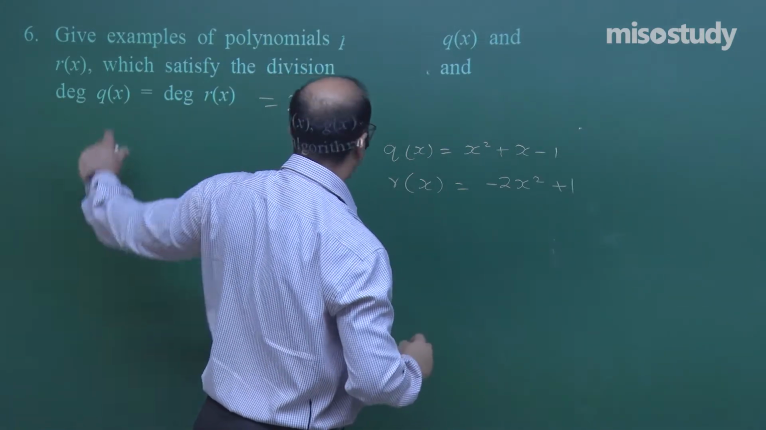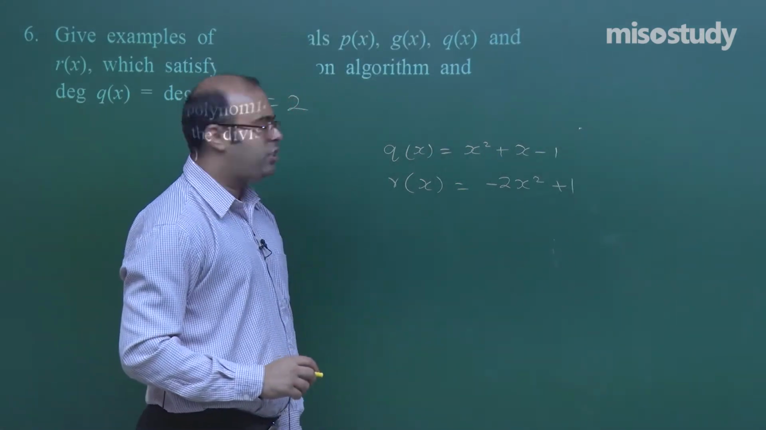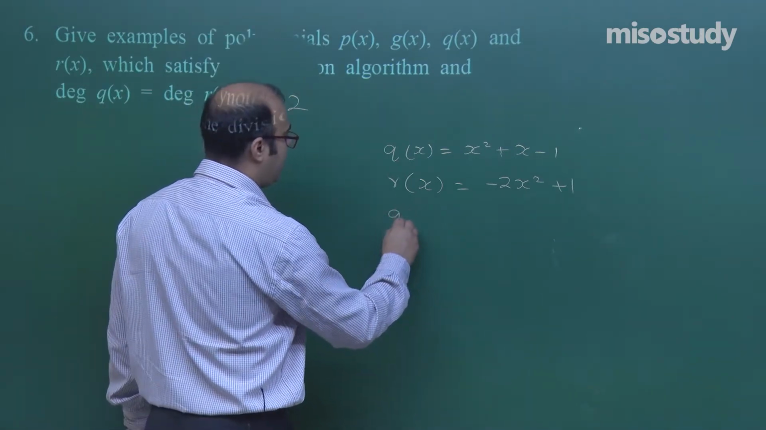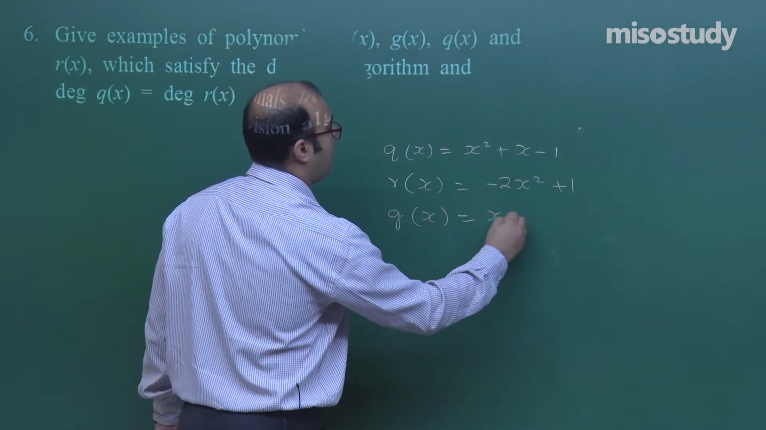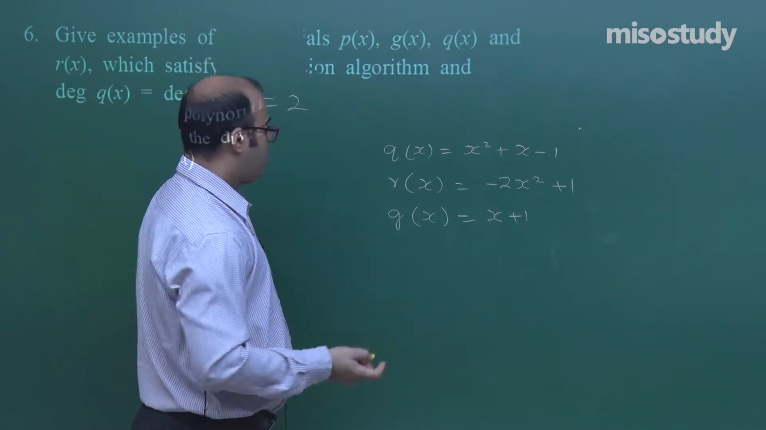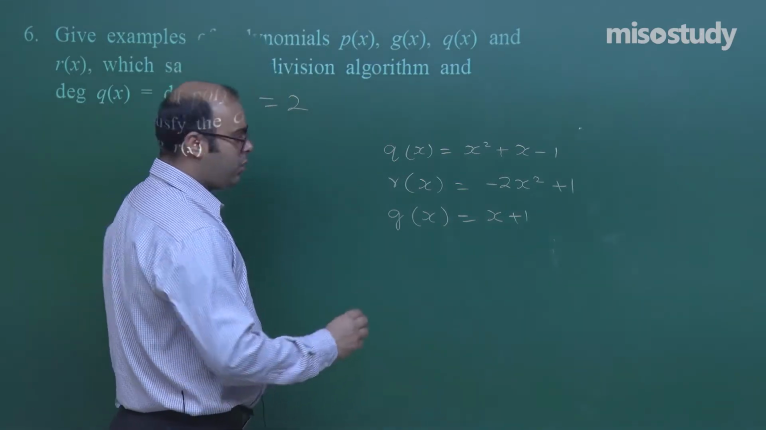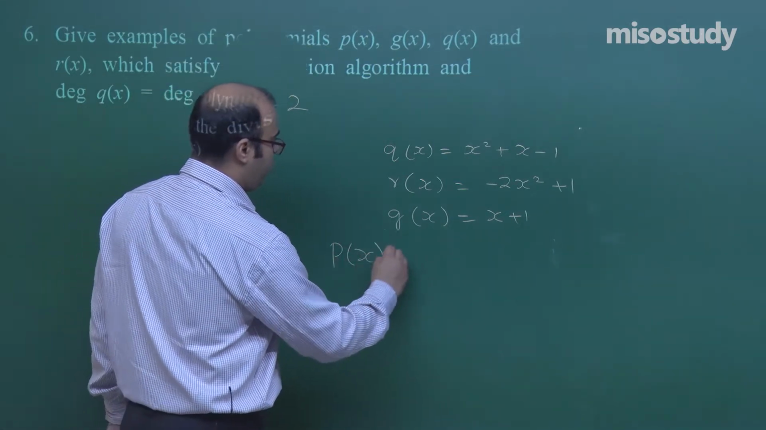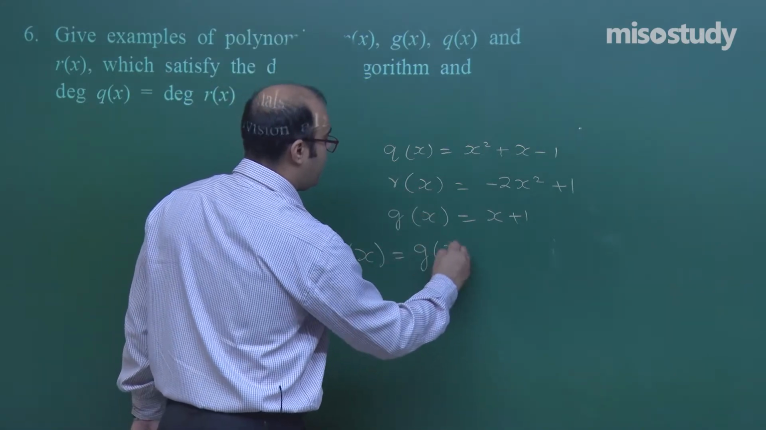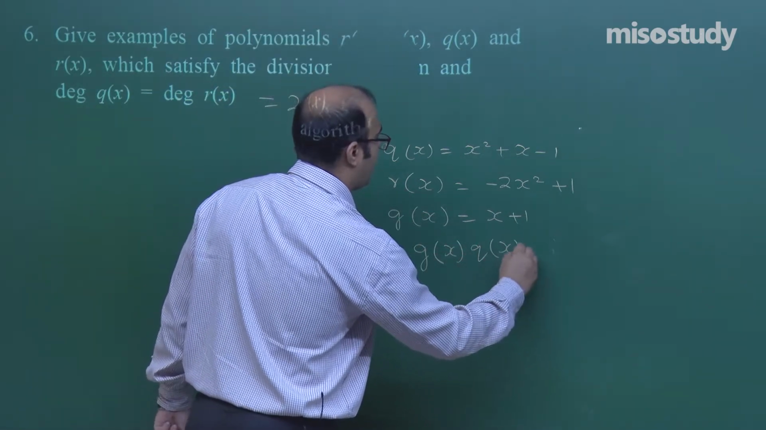So this condition is true. Now we have to decide p(x) and g(x). So let us take g(x) equal to x plus 1. I have taken my own, you can take your own g(x). Now according to the division algorithm, p(x) can be obtained. So p(x) is equal to g(x) into q(x) plus r(x).